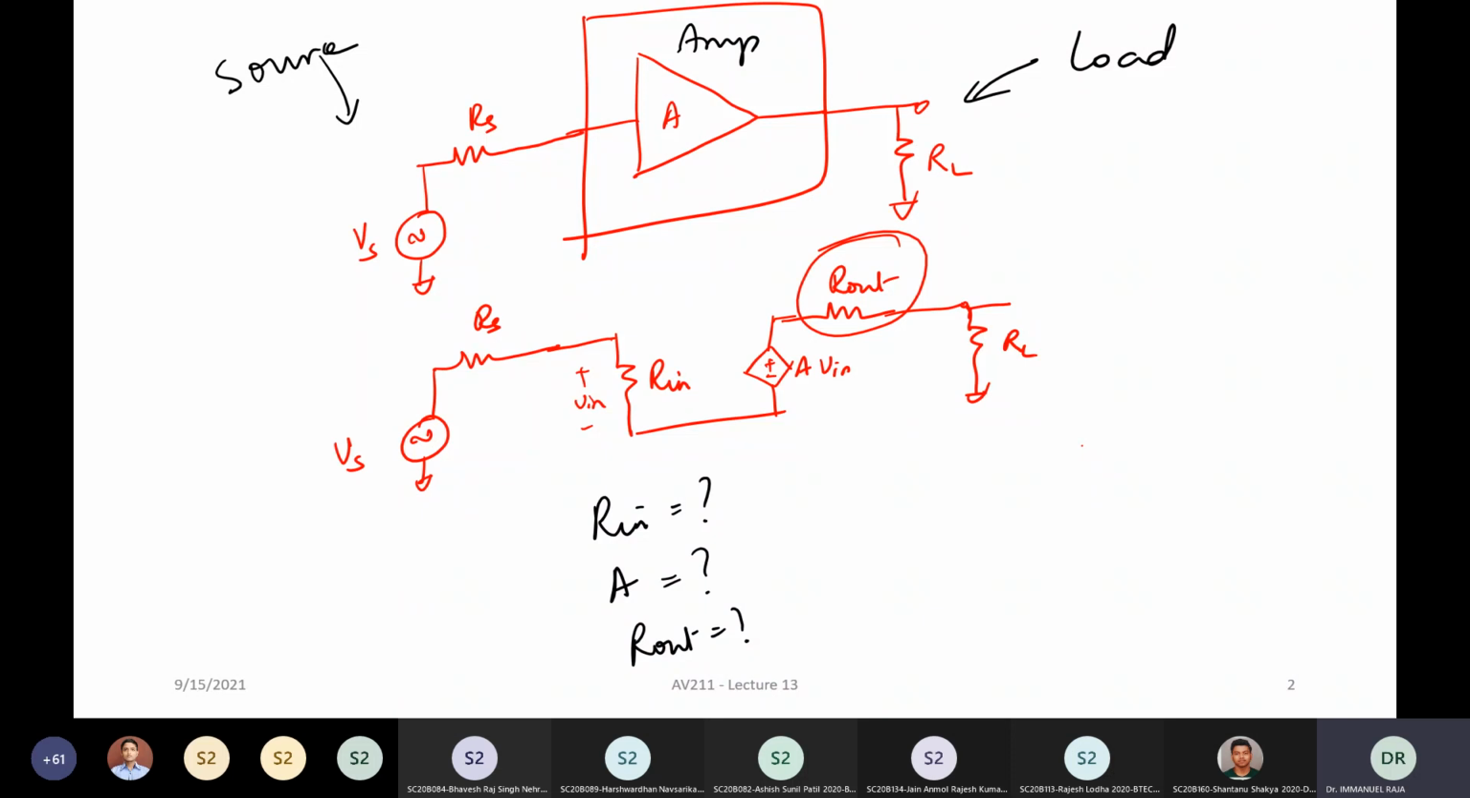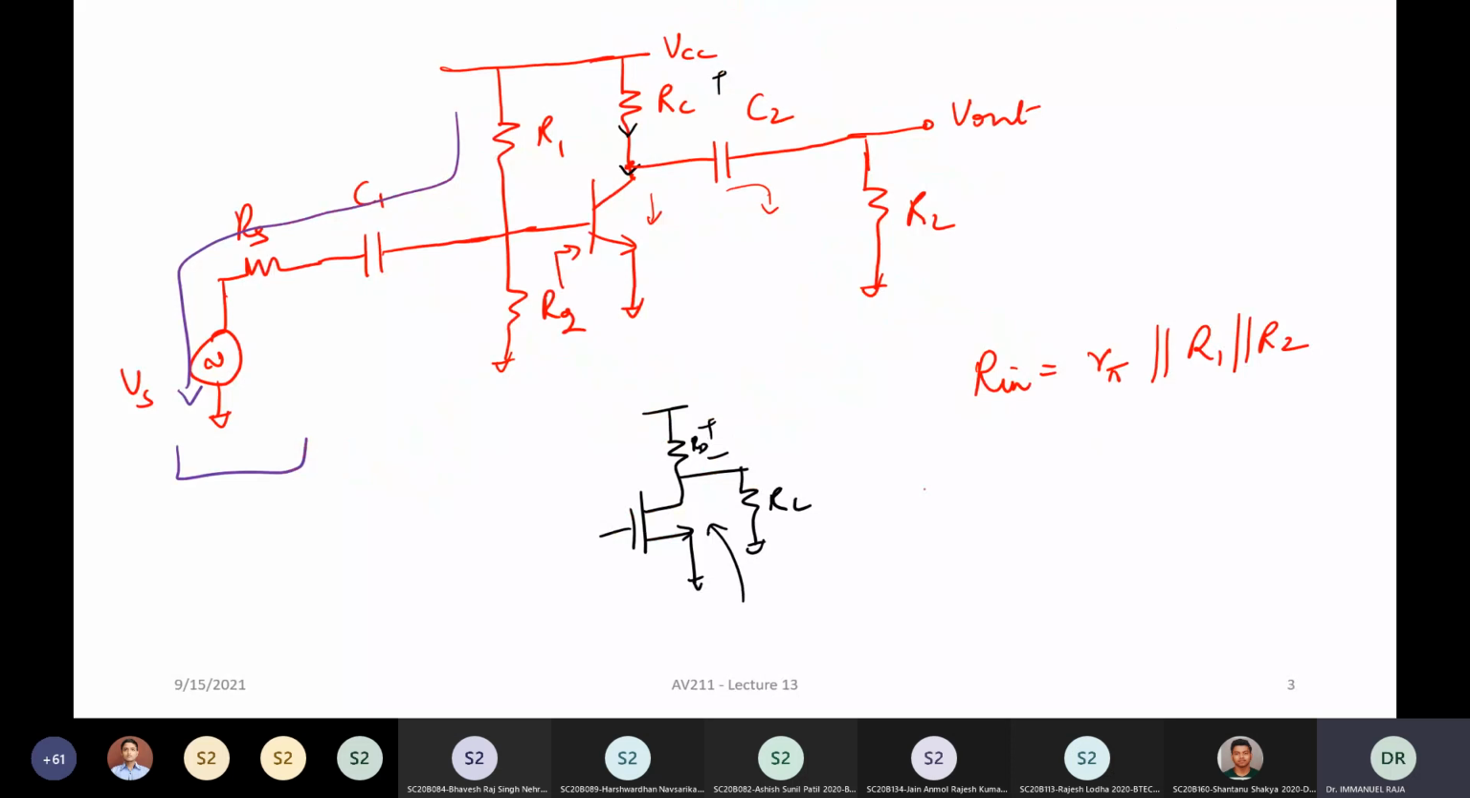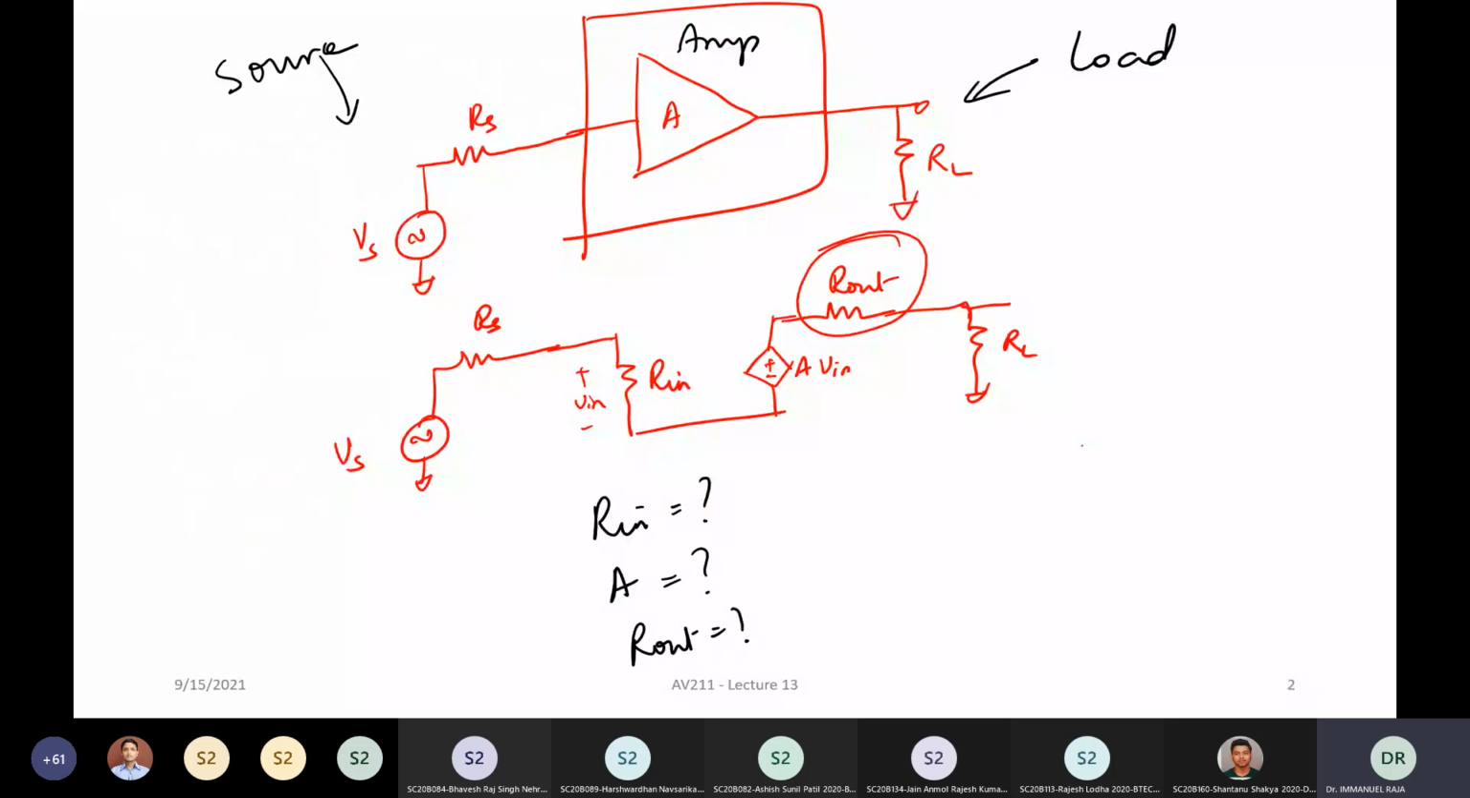You basically put a test voltage source and see what is the current drawn and what is the impedance, right? That is what we are doing here. If you want to measure the input impedance, you put the test voltage source there, measure the current, take the ratio, that's your input impedance.